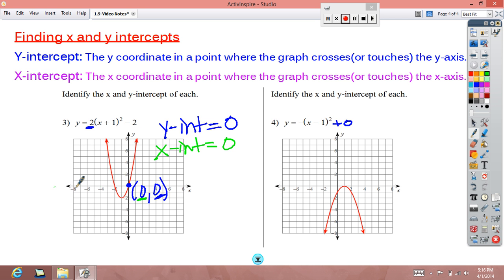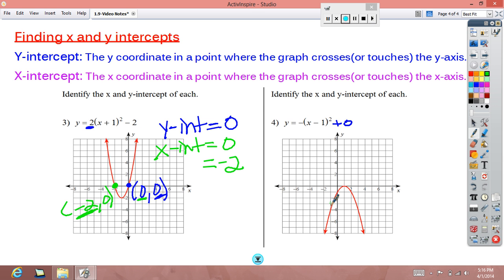And so this right here is an x-intercept. But this is the x-axis. And it also crosses right here, right? The x-axis. And so this point is at negative 2, 0. And so again, I want the x-coordinate, and so I also have an x-intercept at negative 2.